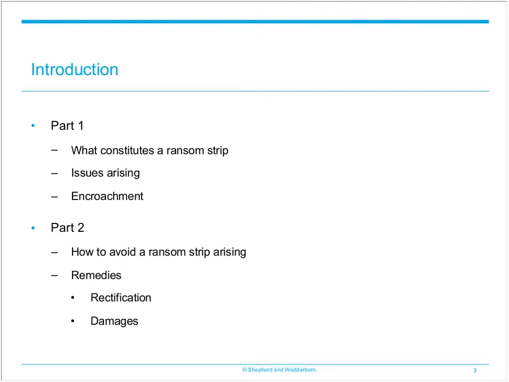Today we're delivering part 2 of a two-part webinar on ransom strips in rural development. In part 1 we focused on what constitutes a ransom strip, how they come about and the issues that arise from them, and we also looked at the issue of encroachment. In today's webinar, Elaine is going to talk about valuation of ransom strips, and then I'll touch on rectification and practical tips to avoid ransom strips. So I'll hand over to Elaine to start us off on valuation.